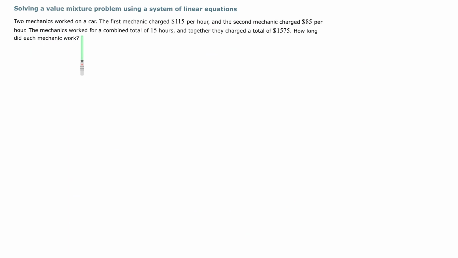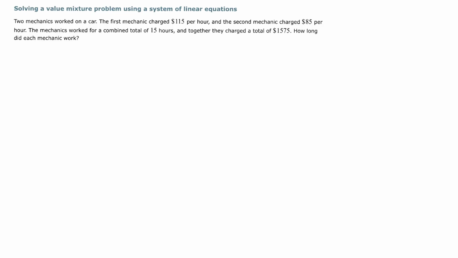Two mechanics worked on a car. The first mechanic charged $115 per hour, and the second mechanic charged $85 per hour. The mechanics worked for a combined total of 15 hours, and together they charged a total of $1,575. How long did each mechanic work?